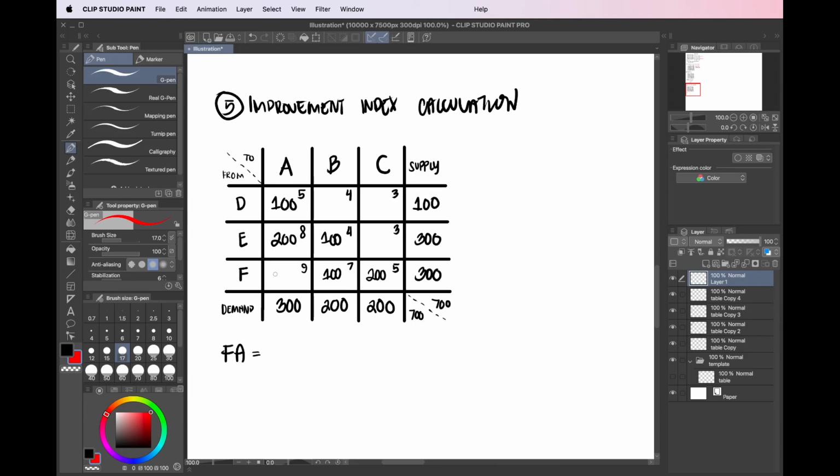So since we're starting here, you just really have to create a closed loop using the adjacent cells. However, the cells must have values or entries in order for you to move towards those cells to create a closed loop. So what I mean is that since the adjacent cells of FA are these cells, right? The ones highlighted, we can create a closed loop.